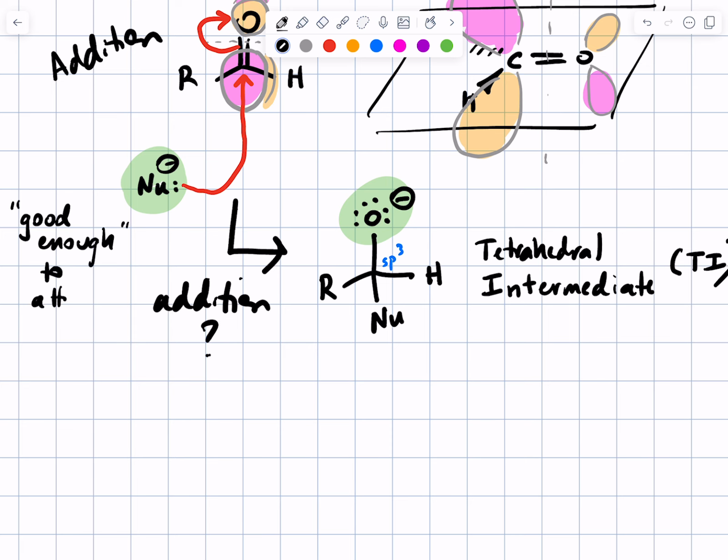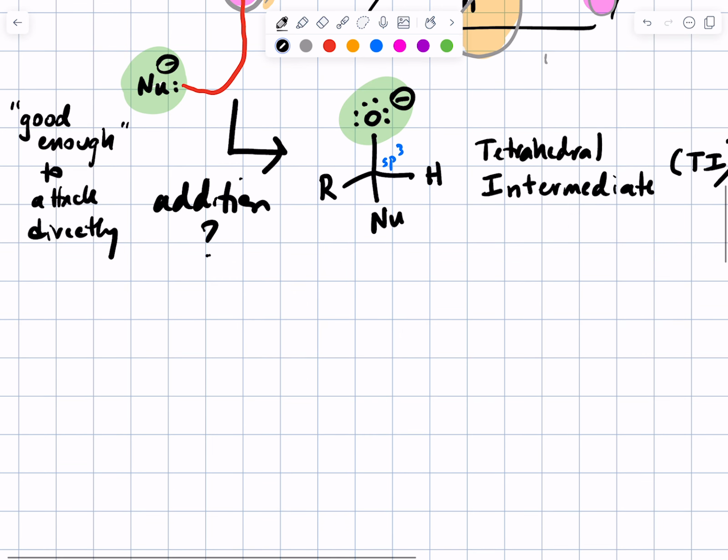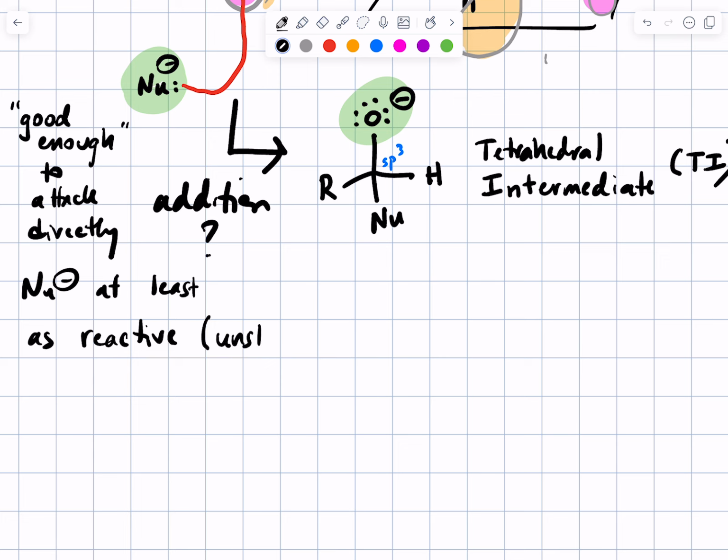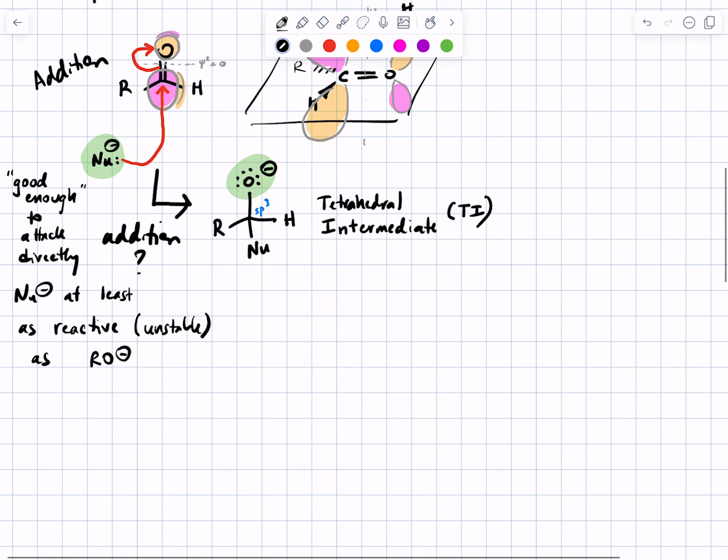We will see that nucleophiles that are at least as reactive as a negatively charged oxygen are good enough to attack directly. So what does good enough to attack directly mean? That means your nucleophile is at least as reactive. Another way of saying reactive is unstable. At least as reactive or as unstable as the negatively charged oxygen in the tetrahedral intermediate. You want to make a comparison?